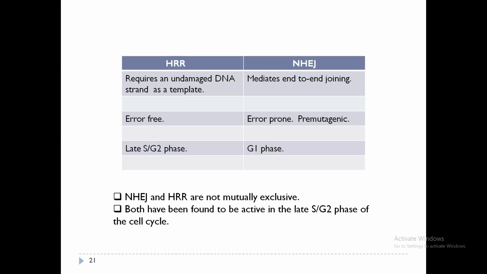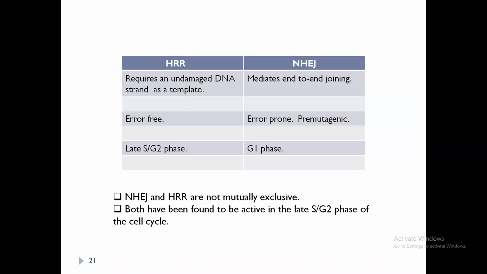What are the differences between these two types of repair, homologous recombination and non-homologous end joining? Homologous recombination repair requires an undamaged DNA strand as a template. So it is an error-free process, because with the help of that template it can repair its damaged portion. While non-homologous end joining mediates end-to-end joining. It is an error-prone process, so it is pre-mutagenic.